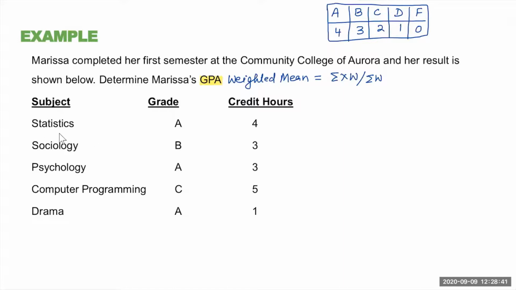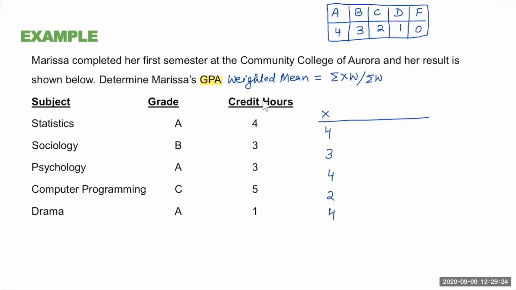So here, if you look at the score, in statistics, she got A, that is the X value in statistics, that's A, which is 4. And in sociology, it's a B, that's a 3. And then we have psychology, A, that's 4. And then computer programming is a C, which is a 2. And then drama is A, that's a 4. That's your X value, that's the mark.